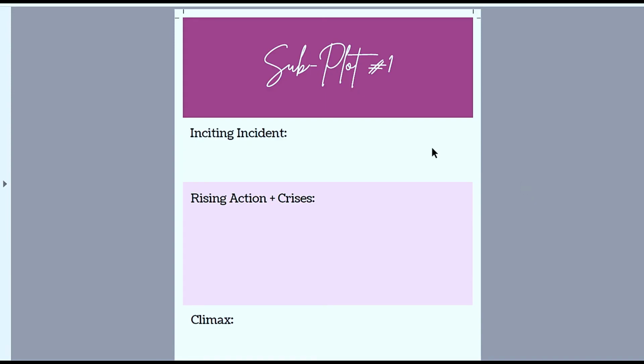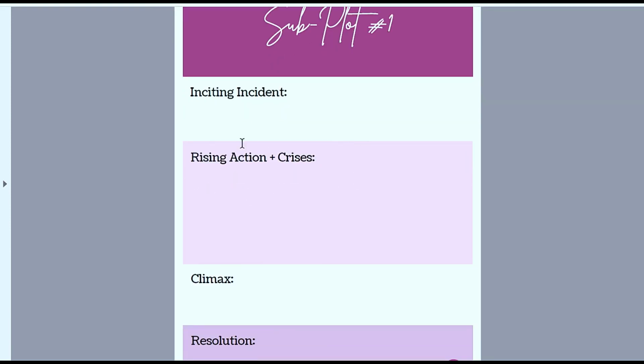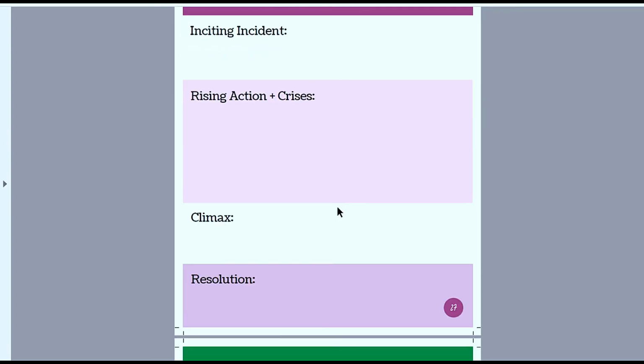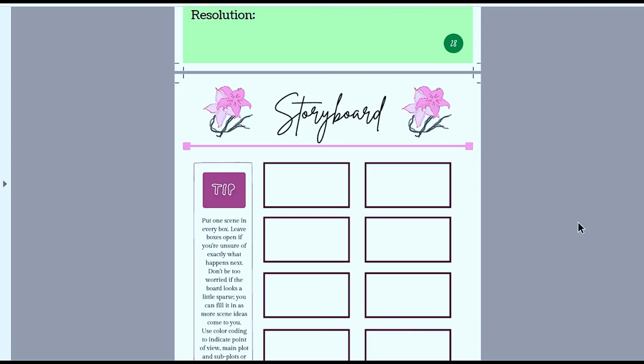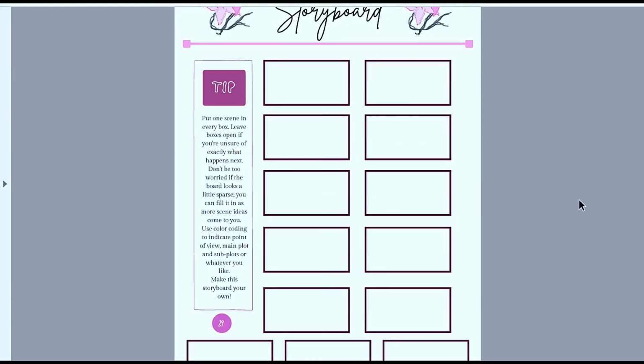Then subplots. Now this will follow the same structure, so maybe you have a romantic subplot. What will be the inciting incident? Probably the characters meeting. Rising action and crisis, kind of tension builds up. Crisis, they almost get together but they don't. Climax, they get together, and resolution is what happens after they get together. They live happily ever after, or whatever it is that you are doing. Then another subplot, and then the storyboard, which is, I love the storyboard.